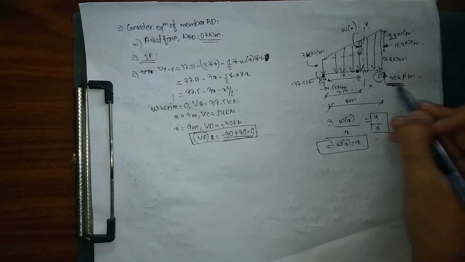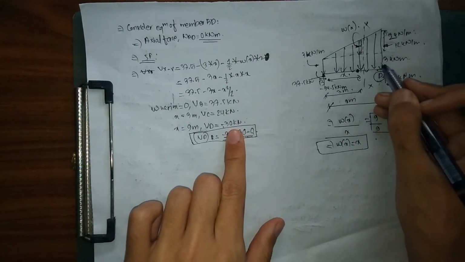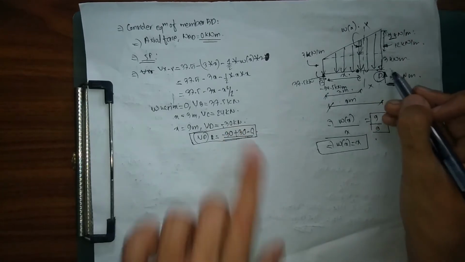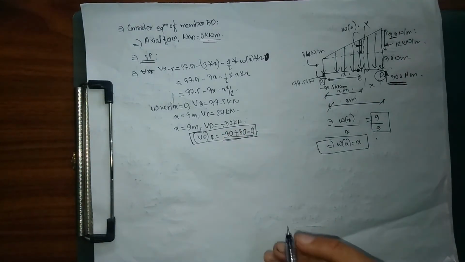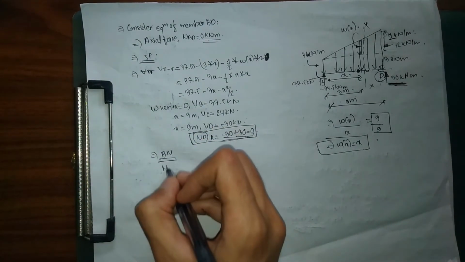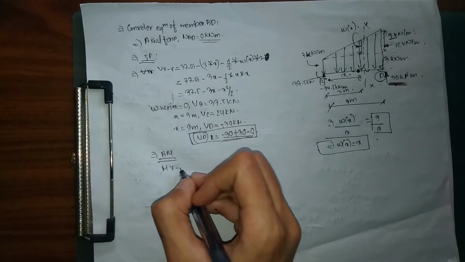So I have 30 over here, and I exactly got 30 acting downward, which means minus 30 plus 30, so the shear force at right of D is 0. Now after doing this, we are going to take our bending moment, M xx.